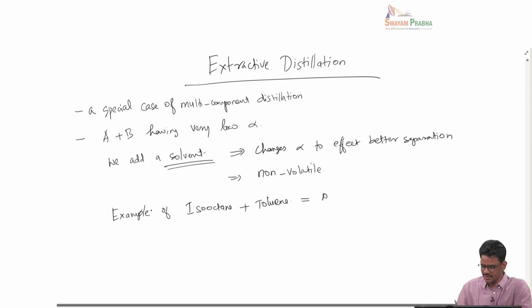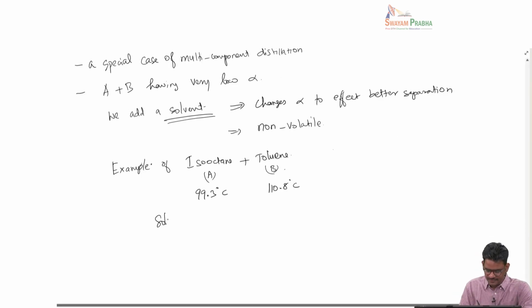Okay, this is A plus B binary mixture. This is A, this is B. I think the boiling point is 110.8 degrees Celsius for toluene and 99.3 for isooctane. Here the solvent is phenol.